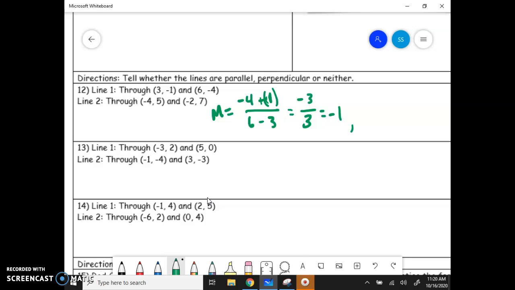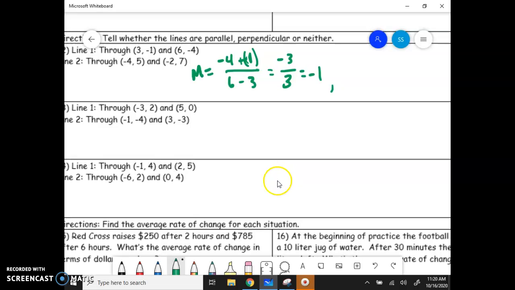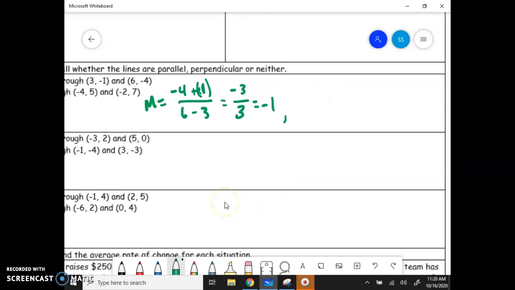All right, the next one here, so that's m. Let's call that one m1, and then m2 is going to be 7 minus 5 over -2 minus -4, and so that's going to be 7 minus 5 is 2. -2 plus, oh, this is -4, sorry. Change that to positive. -2 plus a positive 4 is 2. And so this is positive 1.